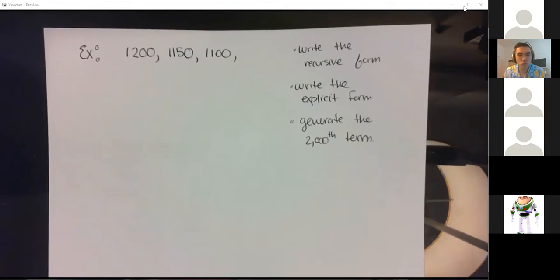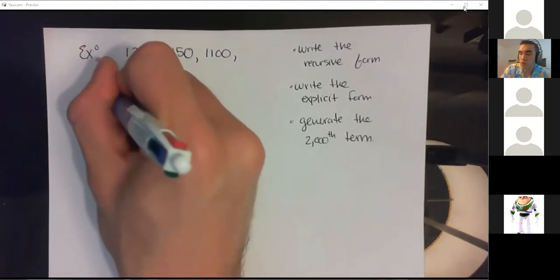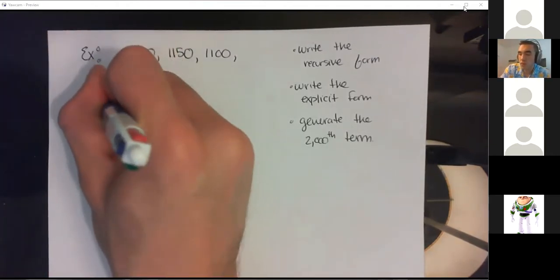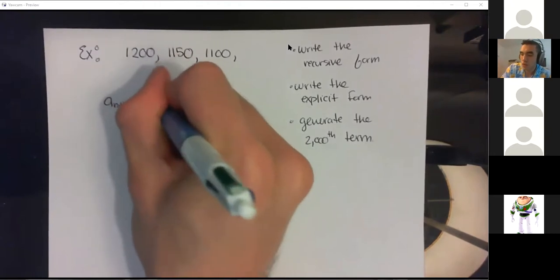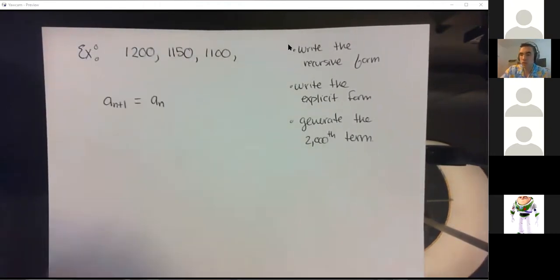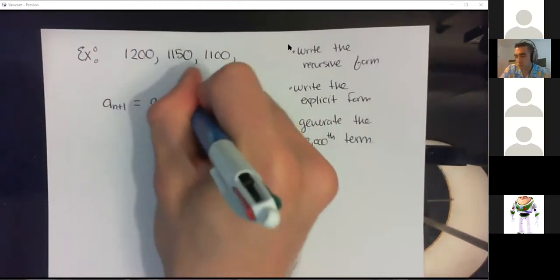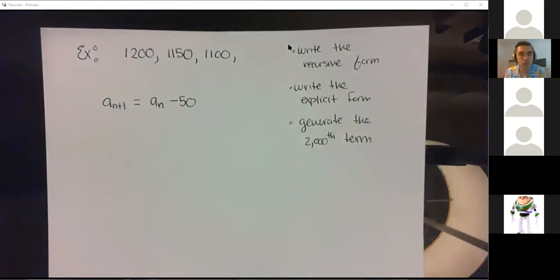So item number 1, what is the recursive form? What is our common difference here? Minus 50. Yeah, each time we're just subtracting 50. So for our recursive form of the equation, a sub n plus 1, the next term in this sequence, is generated by taking the previous term a sub n, and then from that we subtract 50, or add negative 50, same thing.